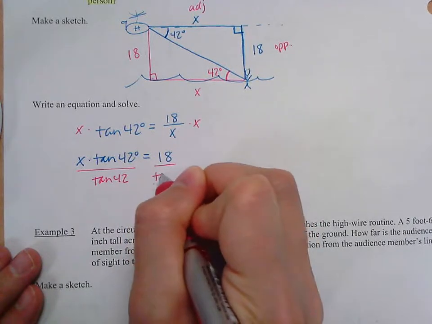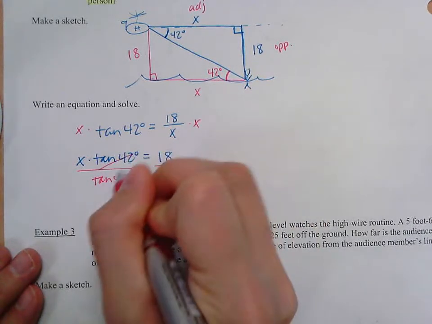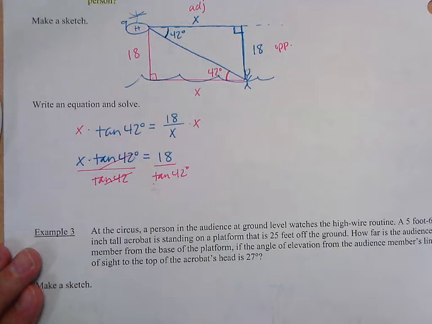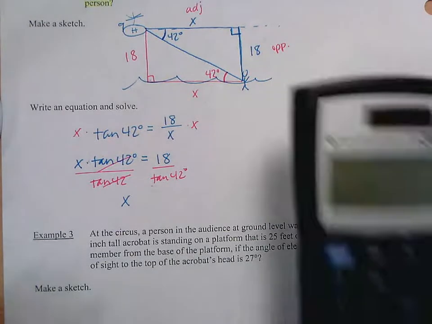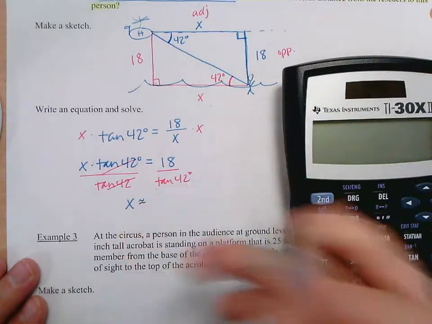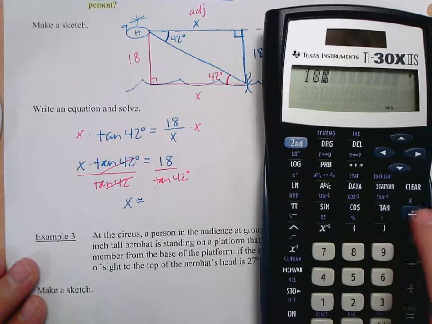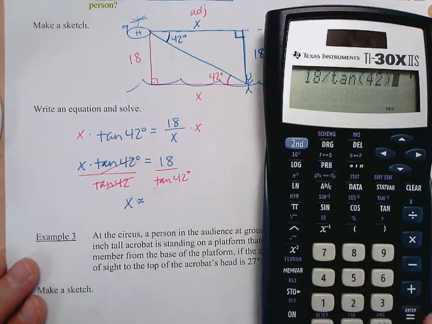Divide by tangent of 42. And this doesn't tell us where to round. So if it doesn't give you where to round to, at least one decimal place. So don't ever round to a whole number unless it specifies a whole number. Otherwise, do at least one decimal place. So we'll do 18 divided by tangent of 42.